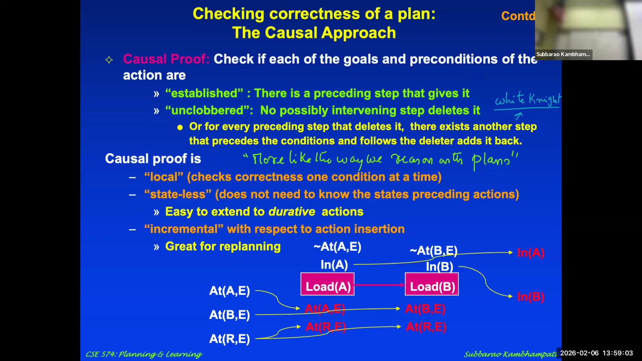There was a question. Yeah. So in this example, simple establishment, would it be that at B and at RE are given in the beginning and that's what you used?